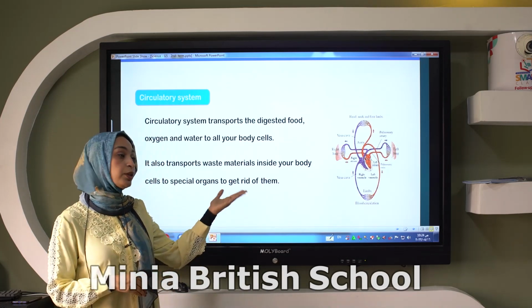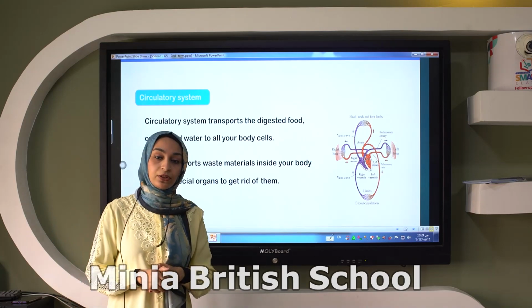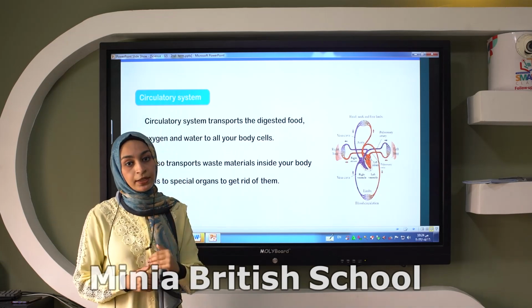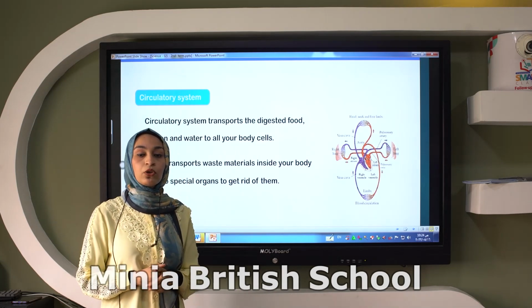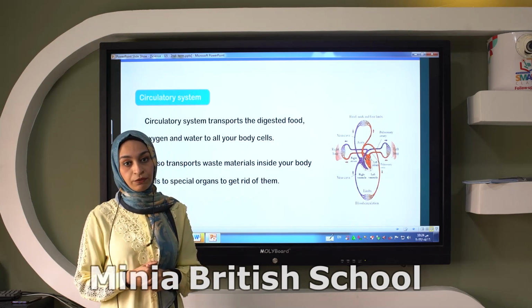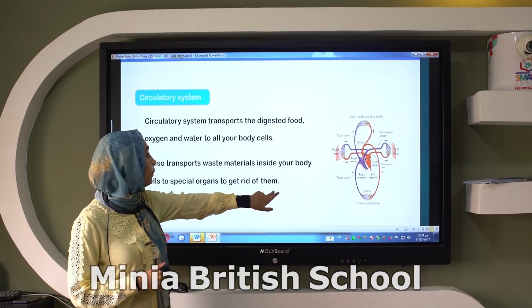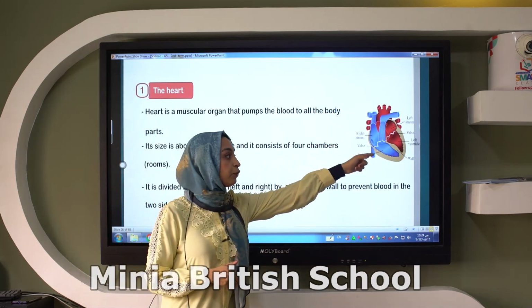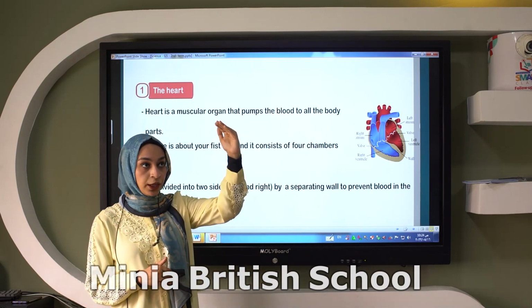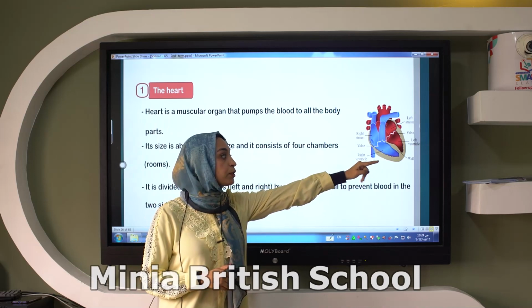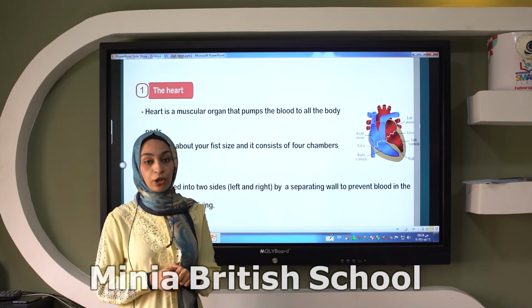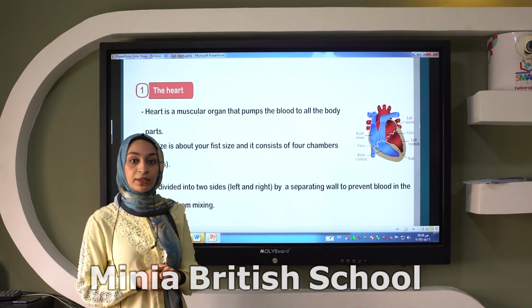Let's complete. What about the structure of the heart? Excellent. The heart consists of four chambers, the upper chambers and the lower chambers. The upper are called atrium or atria, and the lower are called ventricles. There is a valve between each atrium and ventricle, as we see on the board, to allow the blood to pass from the atrium to the ventricle, but prevent it from returning back to the atrium again, to prevent poisoning of the blood.